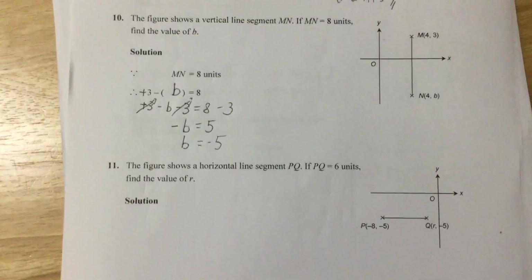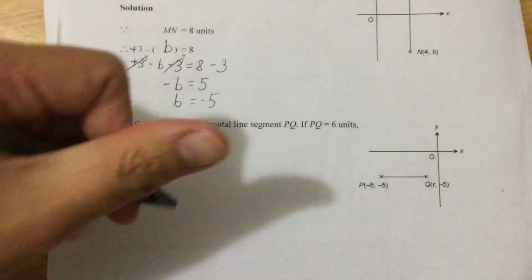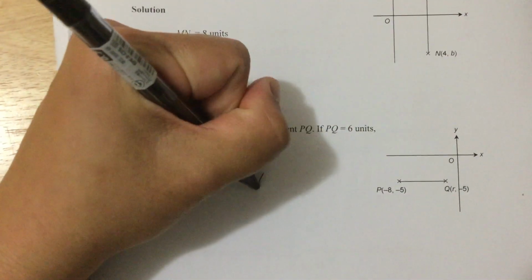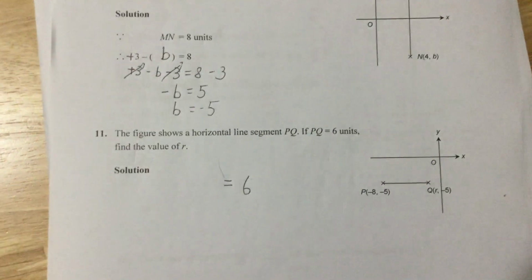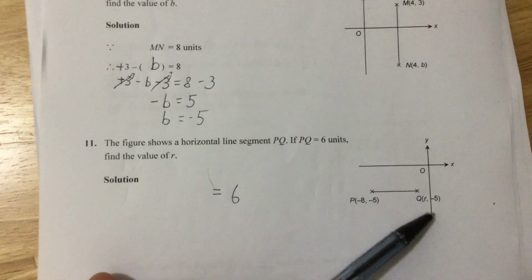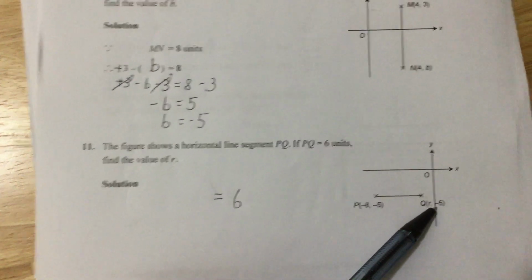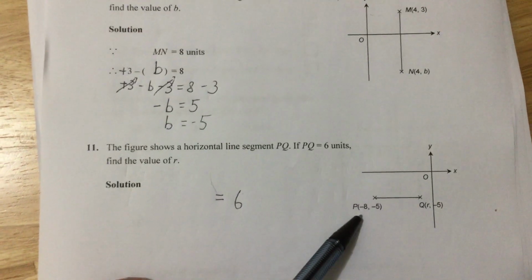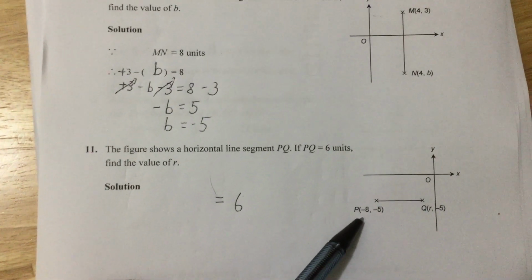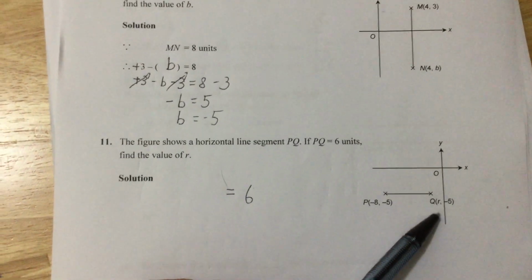Okay, now the last question, question 11. We're going to consider PQ is 6 units. That means, obviously, we know that this is 6. But this time, we're going to consider R and negative 8. Because -5 and -5 are equal, we do not consider them in this question. We only consider R and -8. So which one is bigger and which one is smaller? Obviously, R is bigger.